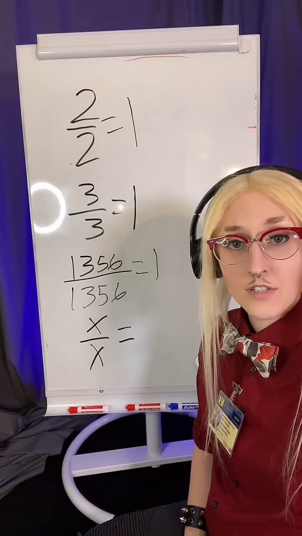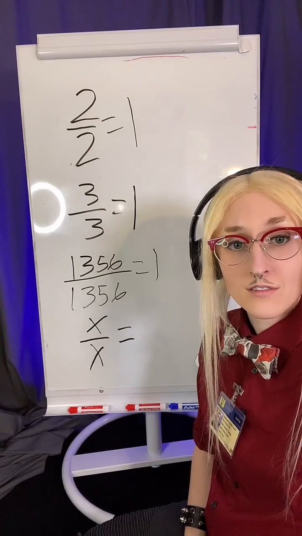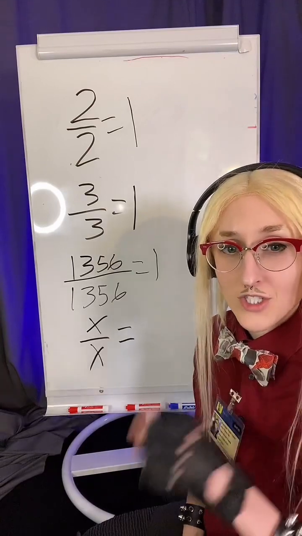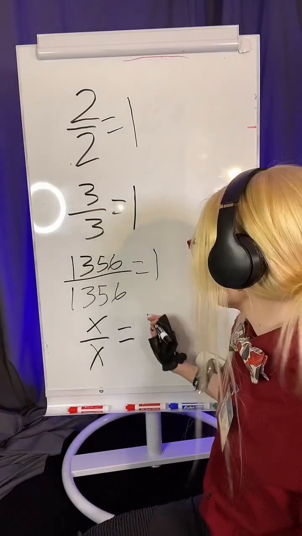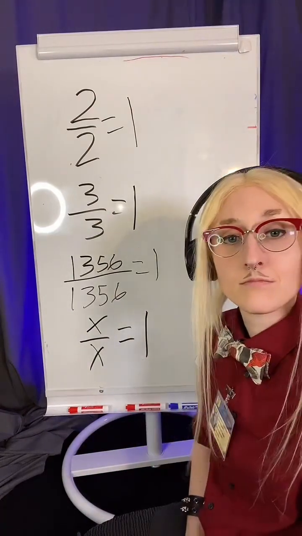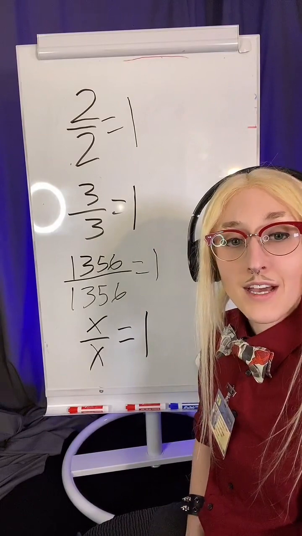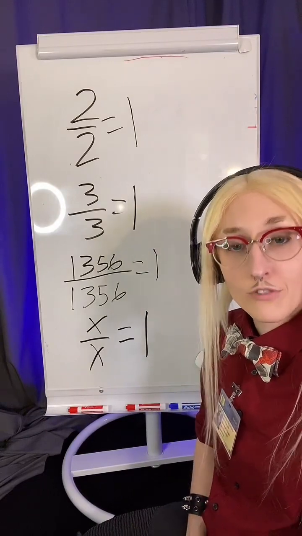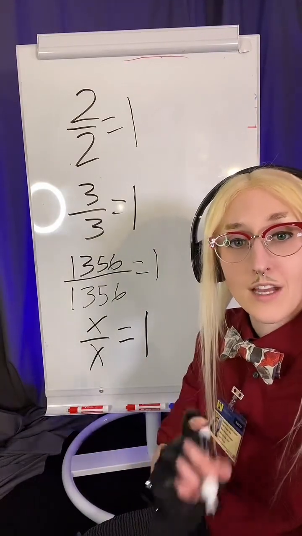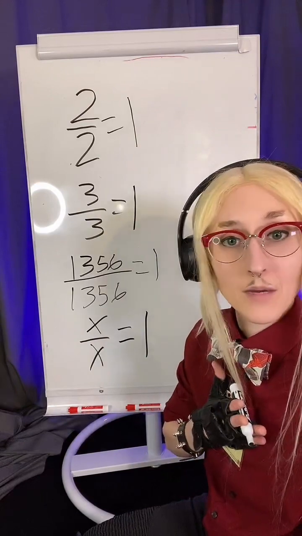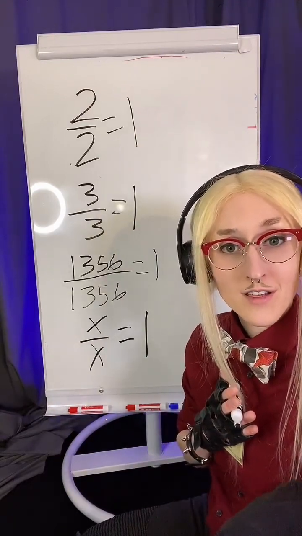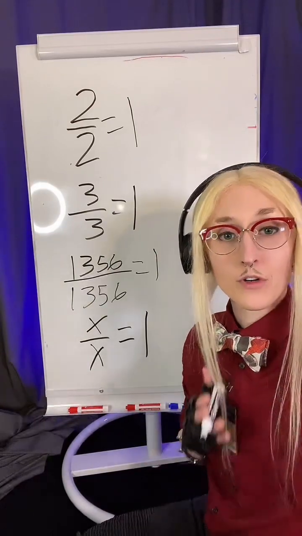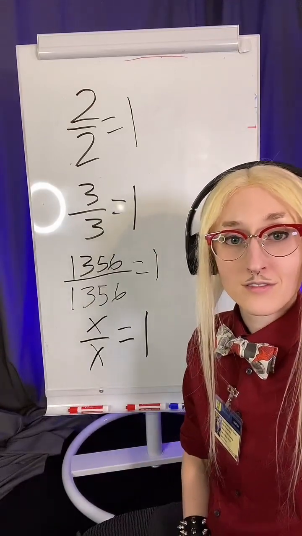If I've got x over x. Oh, don't get confused now. You were just telling me the right answer a moment ago. It's 1. Any number over itself is simply 1. And I don't even need to know what that number is. You don't even need to know what that number is. Any number over itself is 1.